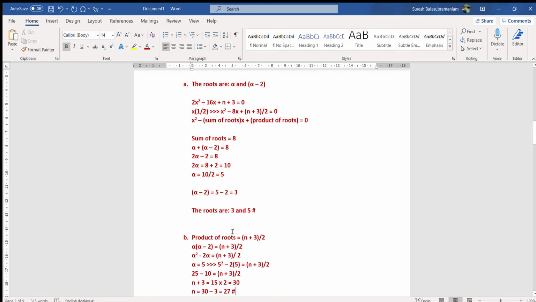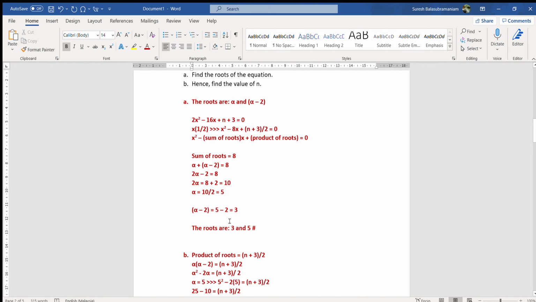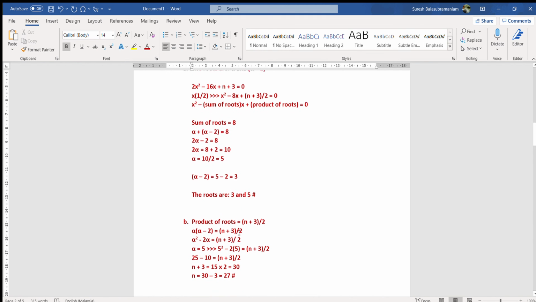Same as the question before, we use sum of roots to get the value of the roots, alpha and alpha minus 2. We use product of roots to get the value of the unknown, n in this case. n is 27.